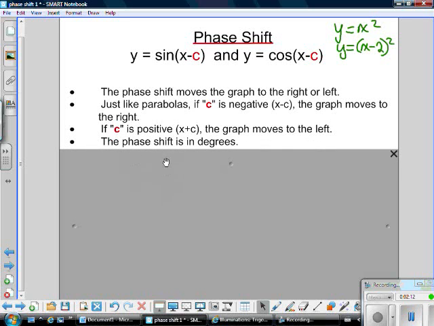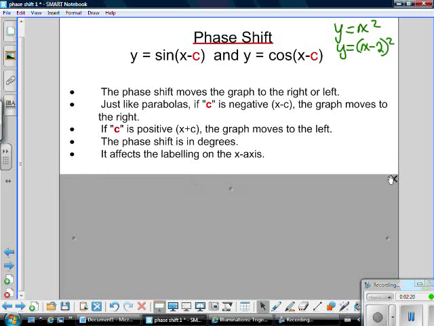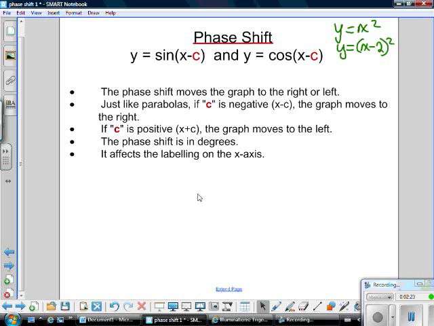Now, the phase shift is in degrees, as I've already mentioned. Also, it affects the labeling on the x-axis. So far, what we've done with the x-axis were those important values that I talked about. I don't know if you remember them; here they are again: 0, 90, 180, 270, 360. We still need to have those in our mind, but we're going to be moving all of those, moving the whole graph to the left or right.